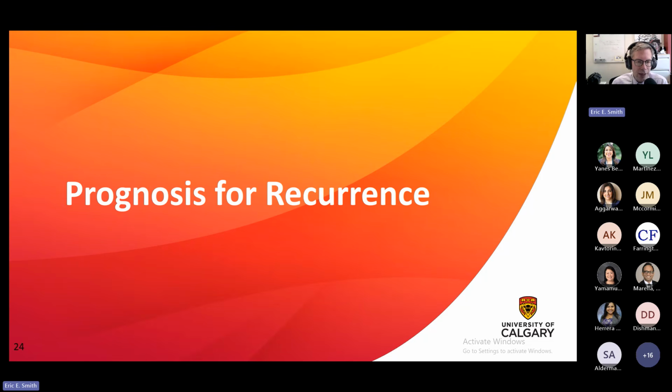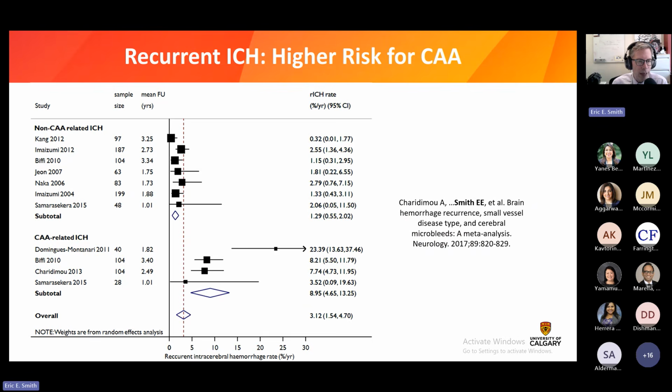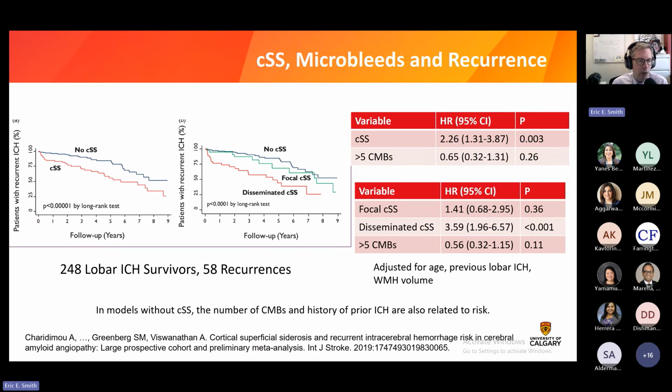Now, the fear of CAA, of course, is that it causes recurrent hemorrhages. And compared to patients with non-CAA related ICH, the average recurrence risk in CAA-related ICH is 9 per 100 per year compared to 1.3 per 100 per year. So we have more than a 6-fold increase in recurrence rate. So a really huge difference. And that's why it's helpful to be able to diagnose CAA acutely, to predict prognosis.